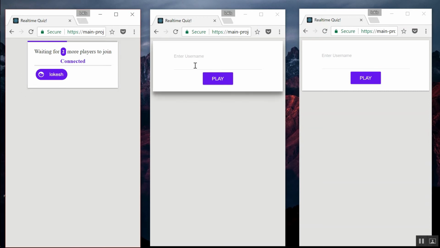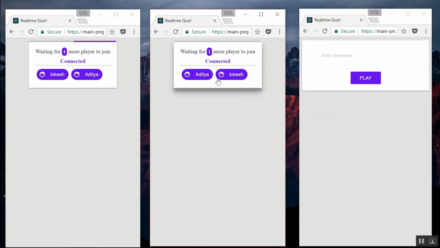So let's open a new tab and enter another username so that they can get connected and placed inside a single lobby. So the second player here will be Aditya. All we have to do is hit the play button, and our intelligent system now analyzes the skill levels of both Aditya and Lokesh, and since both of them are just getting started, which means they are on level 1, they will get connected and placed under a similar lobby.